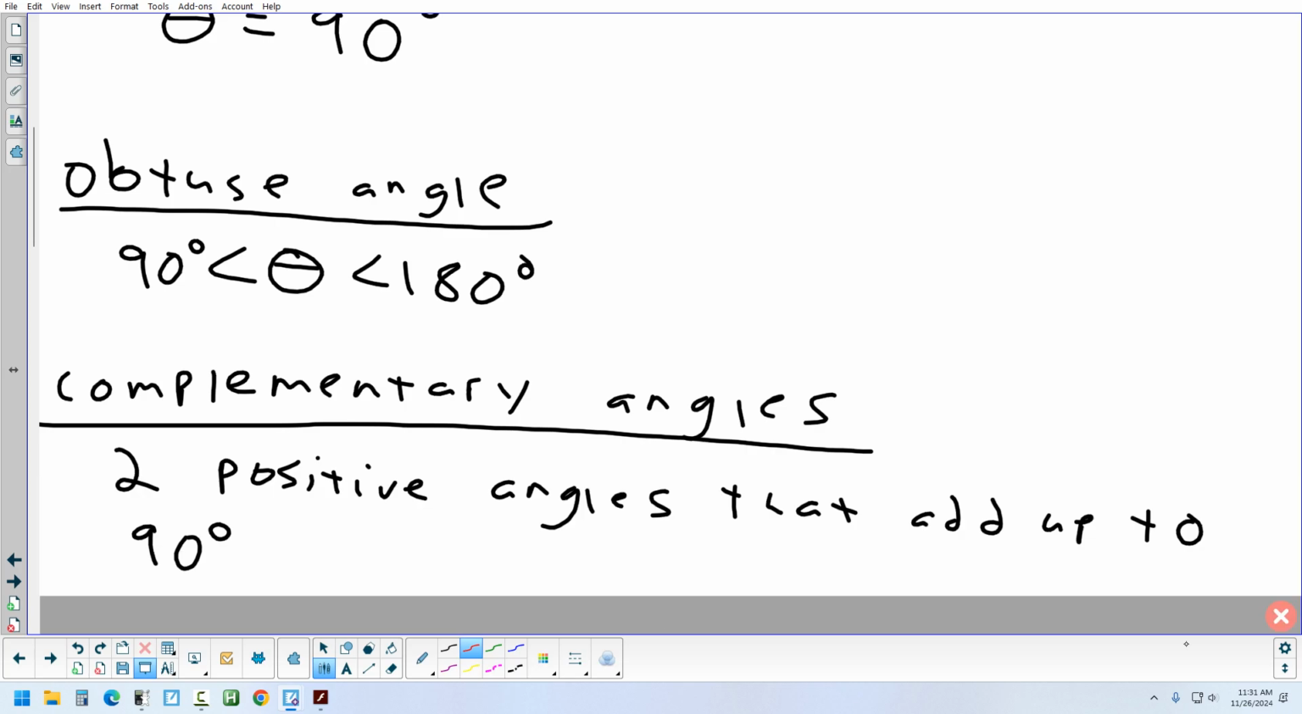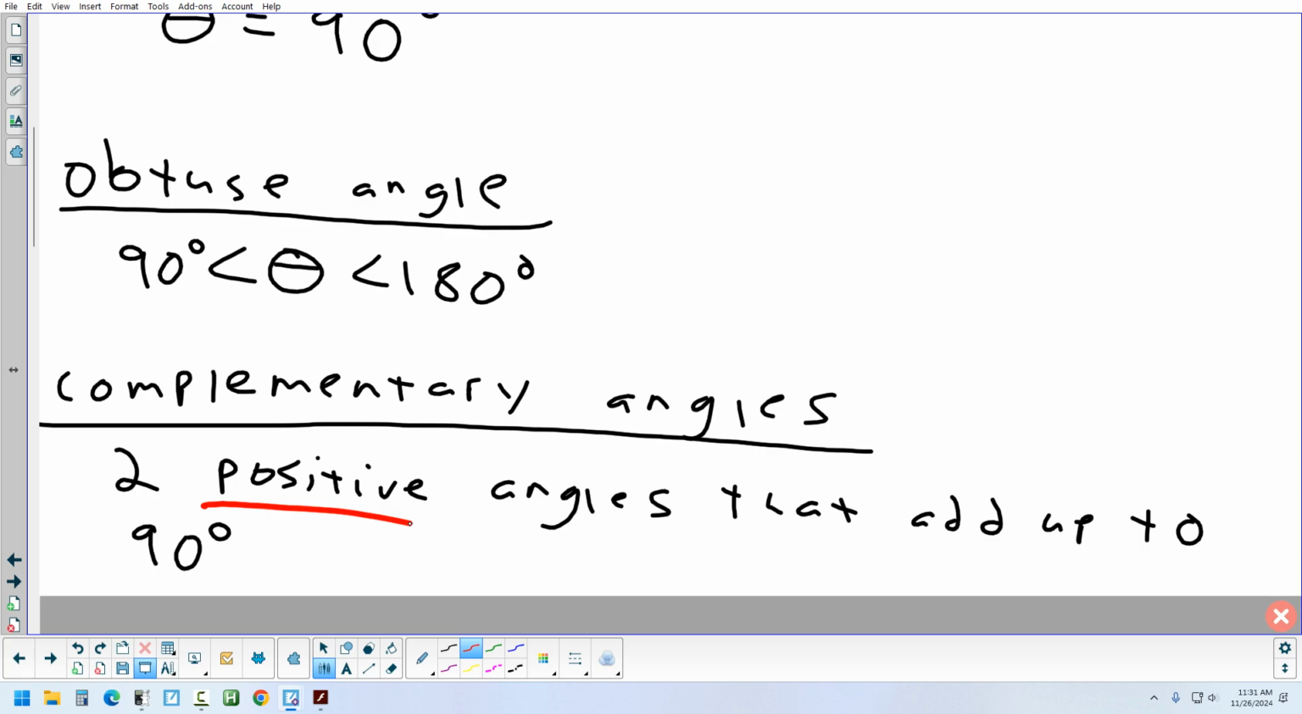So they have to add up to 90 and they have to be positive. I didn't say they can't be 90 because by me saying they have to be positive angles that add up to 90, that would automatically exclude using 90 and 0 because 0 is not positive.